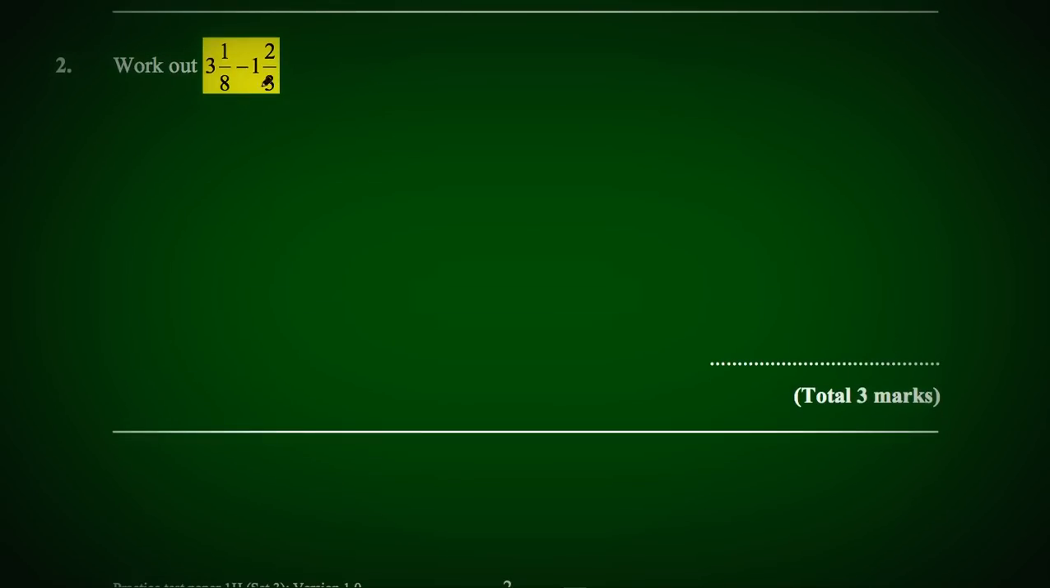Work out 3 1/8 minus 1 2/3. If it was an addition, I think I would deal with the whole numbers and the fraction bits separately, but as it's a subtraction, I'm going to do them all together. In order to subtract these, I need to have the same denominator. I'm first of all going to turn them into improper fractions. So 3 times 8 is 24, that is 25/8, minus, for the other one, 3 times 1 plus 2, 5/3.